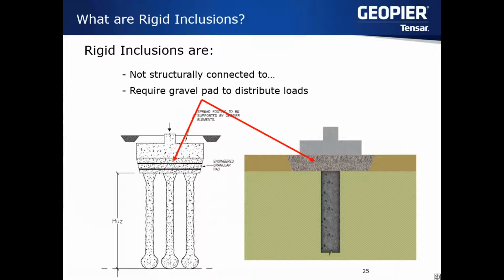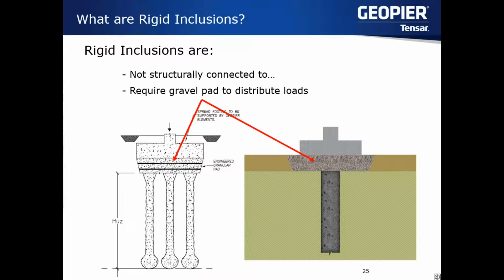So like aggregate piers, rigid inclusions are not structurally connected to the structure they're supporting. Well, I talked some about the fact that we don't need a load transfer platform, but I didn't mention that the aggregate pier itself is strictly a soil reinforcement system. So there's no structural connection whatsoever to the footing or whatever it's supporting. And the same can be said for rigid inclusions.